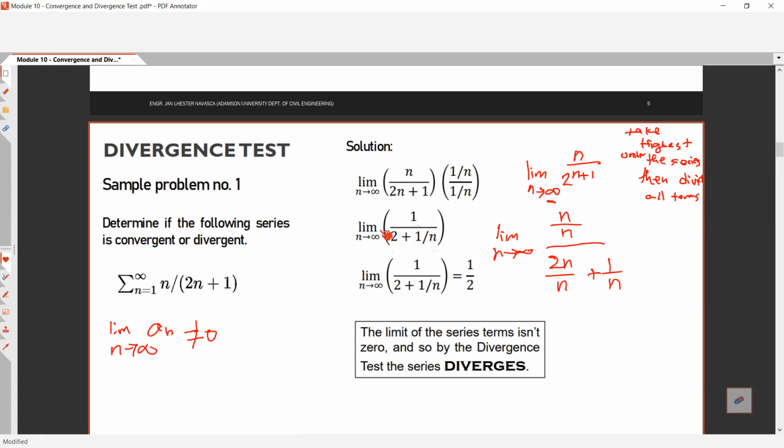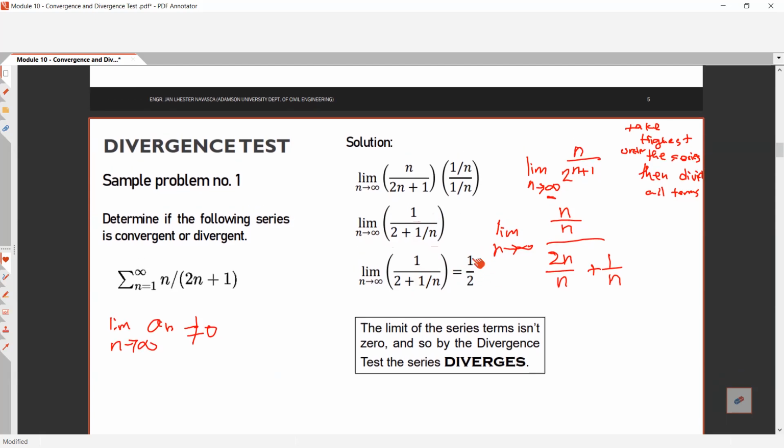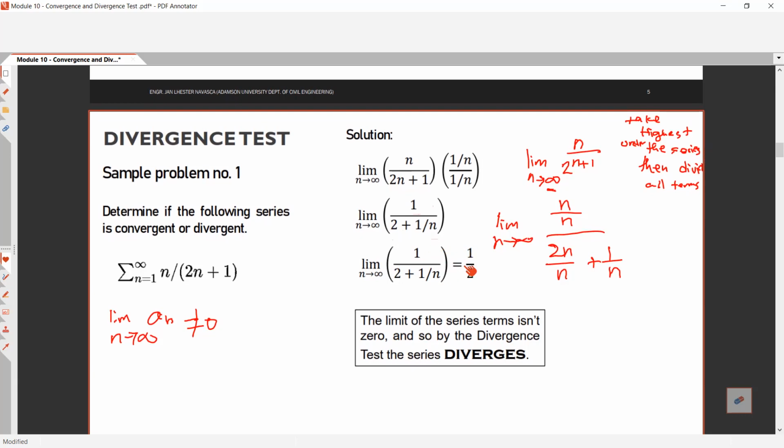So in this form, you can substitute right away na yung n equals to infinity. Okay? So kapag sinubstitute mo yung n equals to infinity, so 1 over infinity will be 0, di ba? 1 over a very large number is approaching to 0. Therefore, 1 over 2 plus 0 is equals to 1/2. Okay, since 1/2 is the limit that is not equals to 0, therefore, the limit of the series term isn't 0, and so by the divergence test, the series diverges. Okay? So therefore, the series diverges.